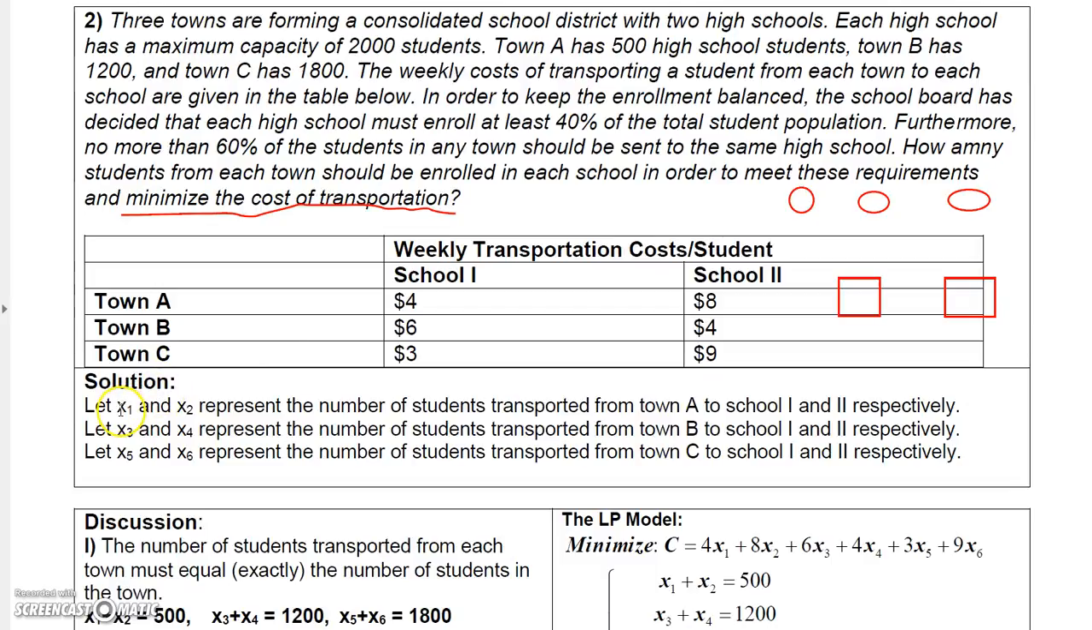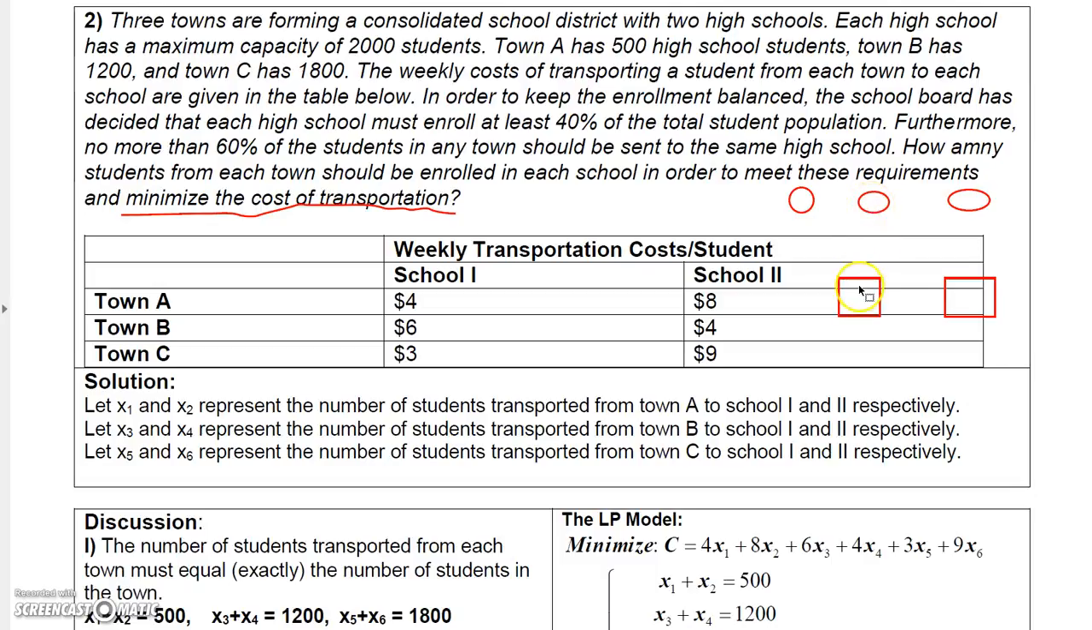So let's say X1 represents the number of students that go from town A to school 1, and X2 is the number of students that go from town A to school 2, then that takes care of those students. Now, what about from town B?